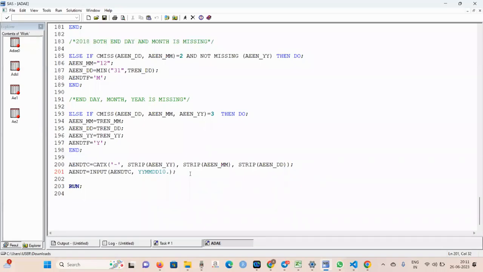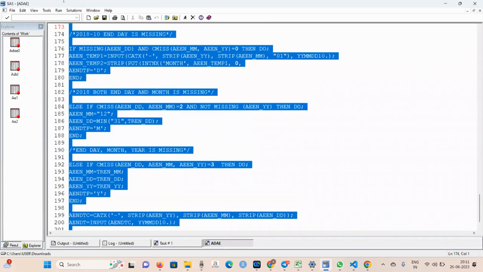So I have completed up to AE and DTC. I guess this one is missing, marked yesterday. It just concatenates the year, month, and date. Then I changed it to the same format as ASTDTC. Okay, so I'll run this one.